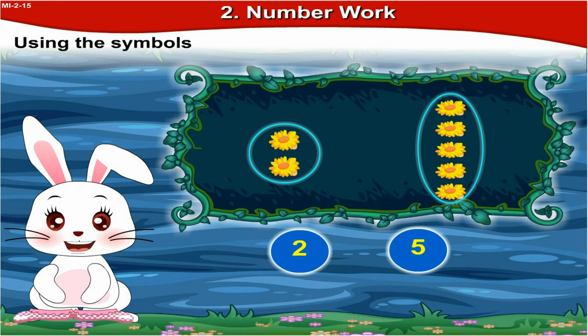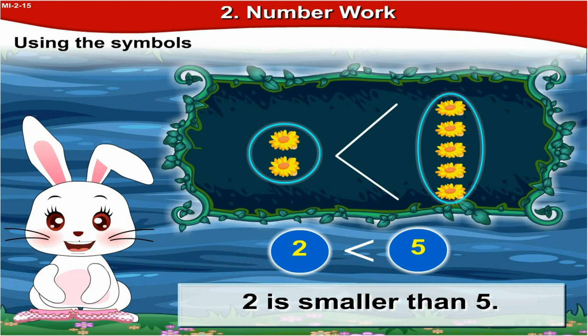Now here's another example. We have 2 and 5. Now you know that 2 is smaller than 5, so you write it like this. 2, symbol of smaller than 5. And you read it as 2 is smaller than 5.